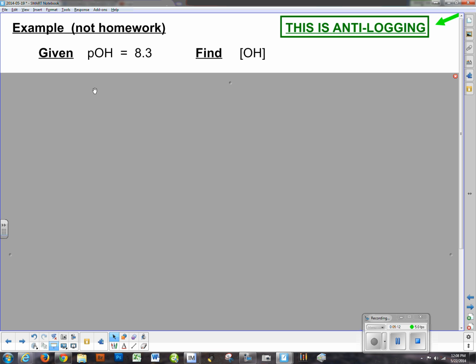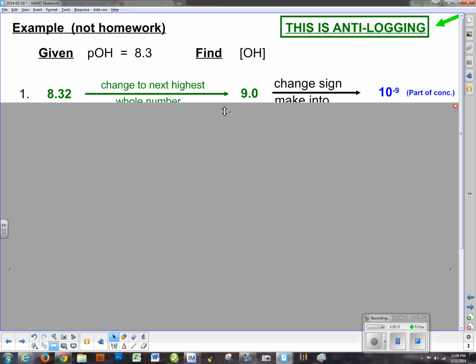This is a typical problem. We have given in this problem the pOH, and we're supposed to find the hydroxide ion concentration. And this is truly anti-logging. And here's how it works. It's just the reverse of what we have been doing up to now.